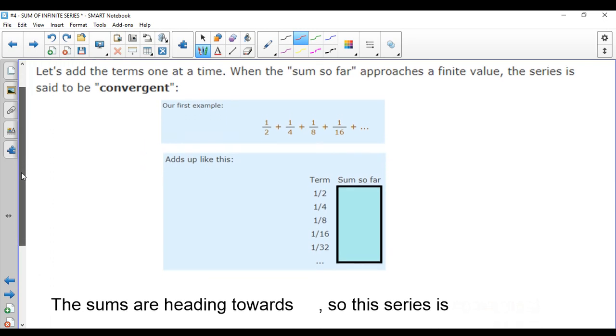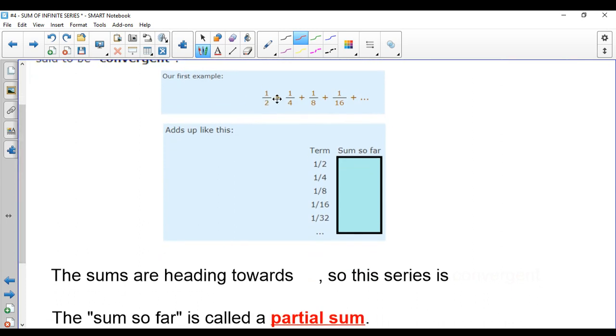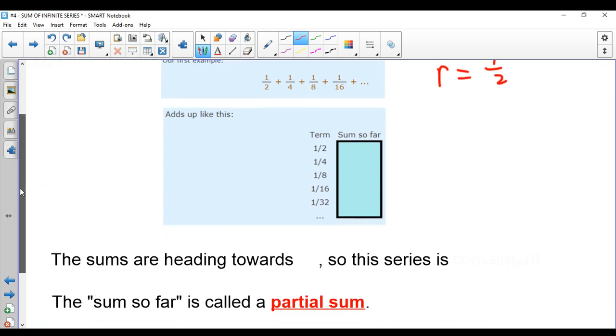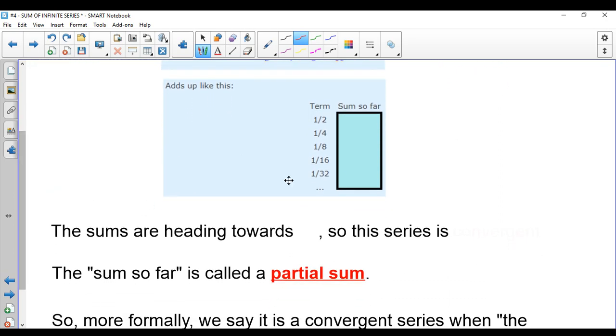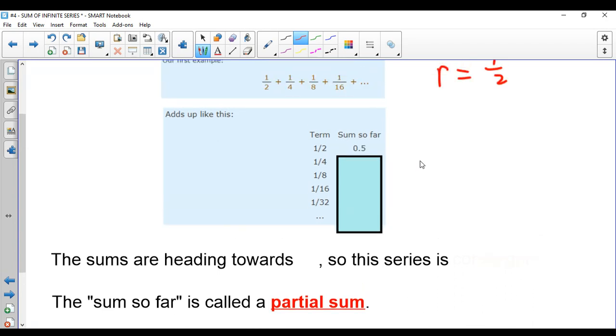So again, if we take a look at this, here's our infinite series, and this time our R value is a half. Again, we've looked at this before. And do you remember what the sum was? Right, what we said it was? We actually said the sum for this was 1. So let's take a look at the partial sums, because we haven't done that for this type of example. So our first partial sum is a half, and then we're going to add a quarter.